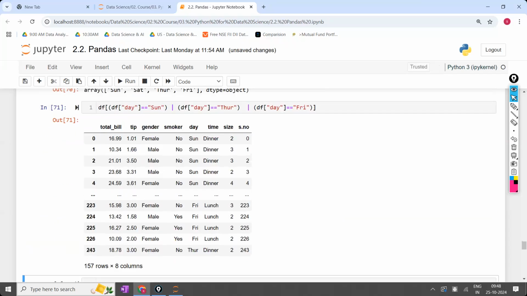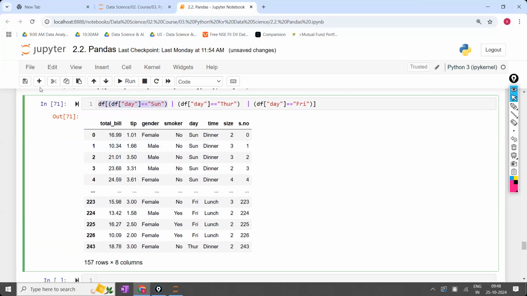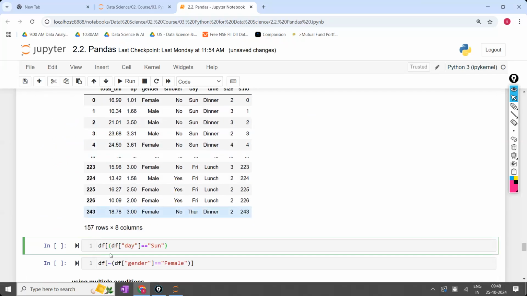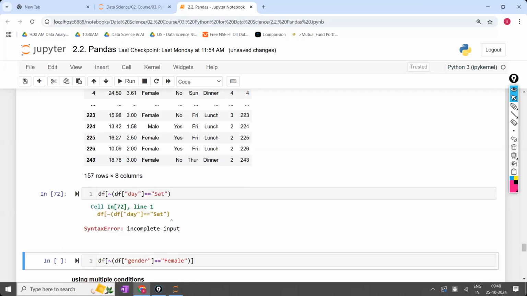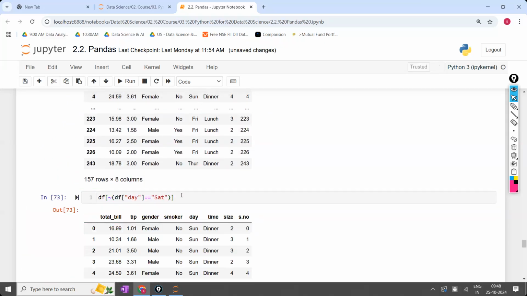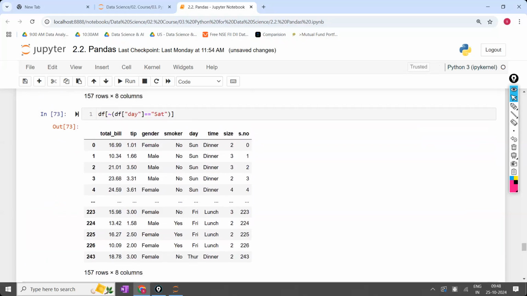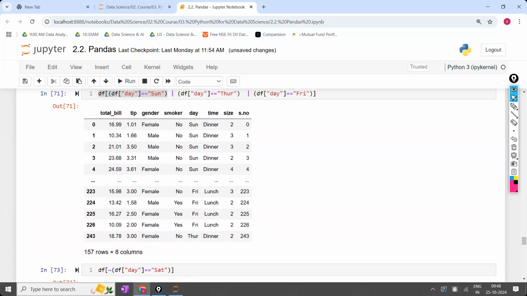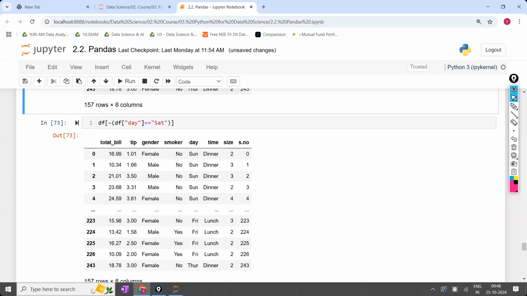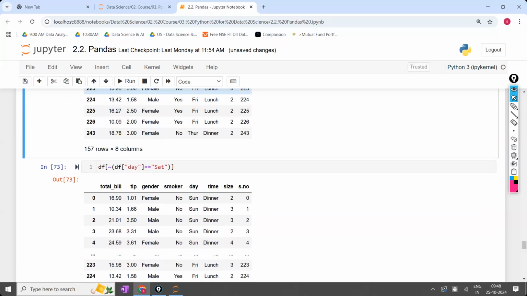Instead of writing like this, simply we are going to write not equal to Saturday. So if you write here not equal to Saturday, in that case also you are going to get the same number of records. Bracket, let me close the bracket. So same 157 records. What are the records? 157 records you are having. Same 157 records you are going to get here. So this not should be used.